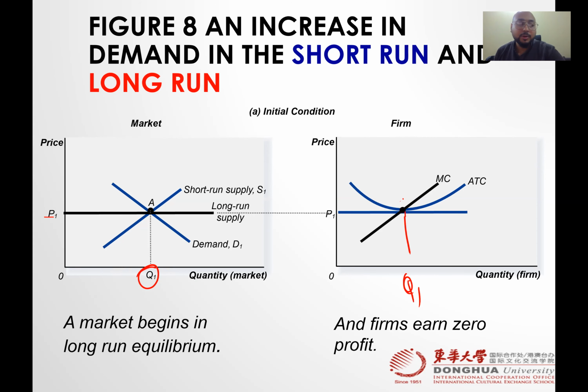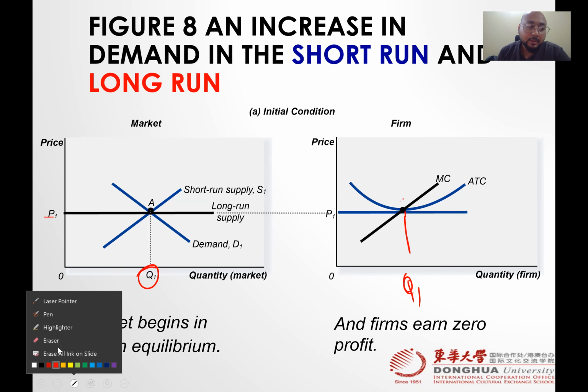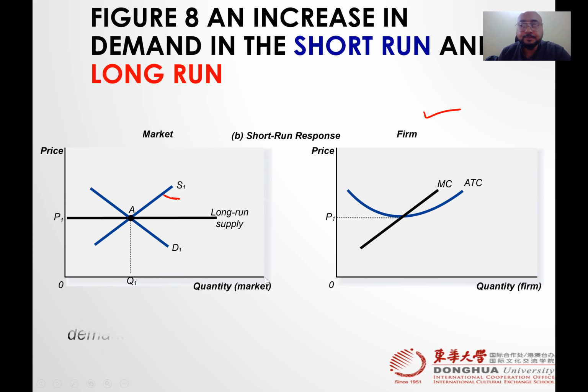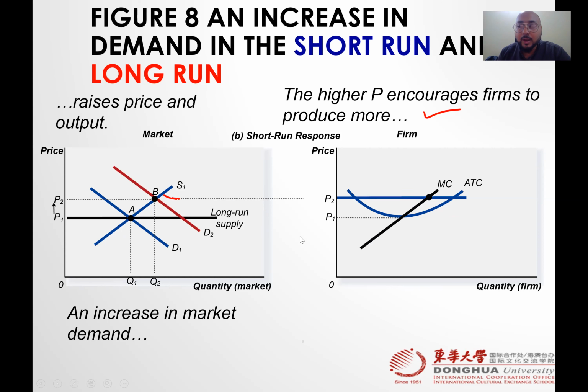Again, let me repeat one more time. What happened when there is a short run disruption, and what effect it has on the long run. So simple, what happened? Demand increases. Demand increase means demand shifts to the right. So we have a new equilibrium. Price increases, price moves up from P1 to P2.